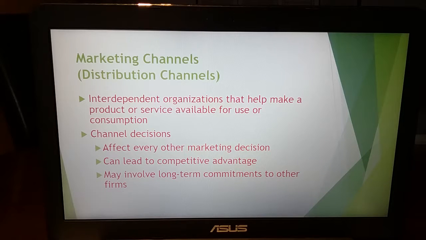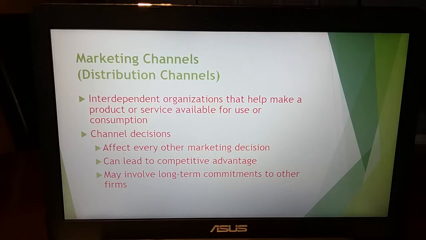Okay, so what we refer to as distribution channels or marketing channels: when you think of a channel, not necessarily a television channel or a radio channel, think of a channel in terms of a body of water, like a strait. That would be the best analogy, I think, things flowing through a stream, usually downward. So channel decisions are very important.